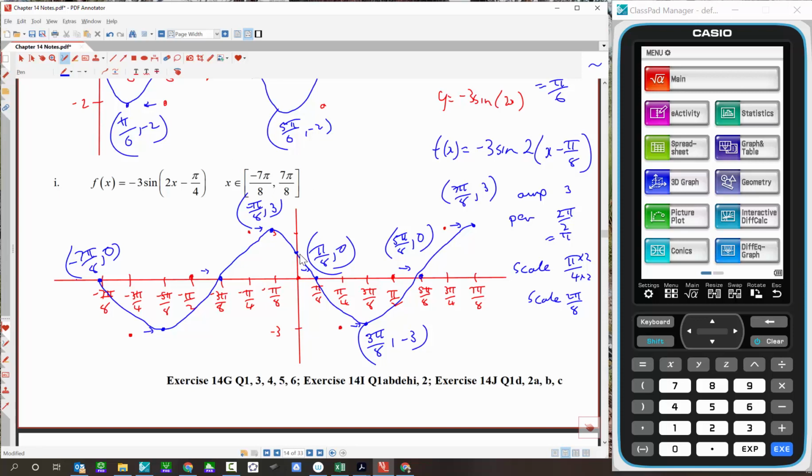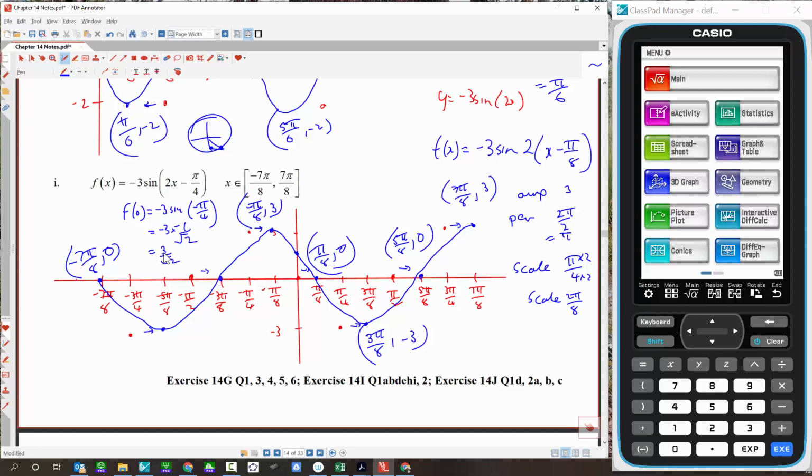Right, so what's the y-intercept? Well, the y-intercept occurs when x is equal to 0. Okay, so that's going to be 0. So f of 0 will be -3 sine negative pi on 4. All right, negative pi on 4 is here. That's going to be negative. So it's going to be -3 multiplied by negative 1 on √2, which is going to be 3 on √2, which is this value here.